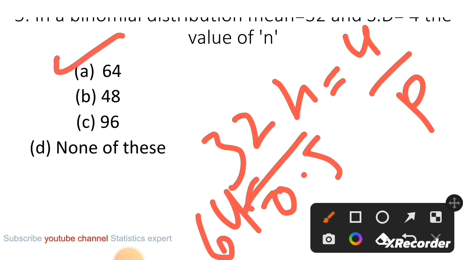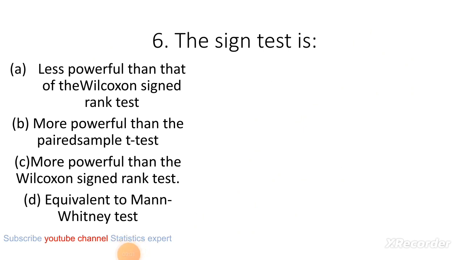The sign test is option A: less powerful than the Wilcoxon signed rank test. So here our answer is option A.